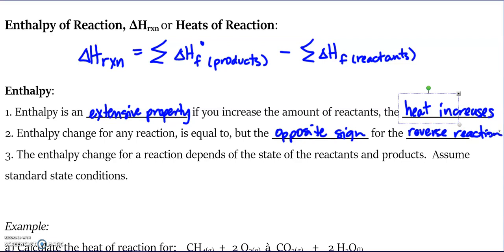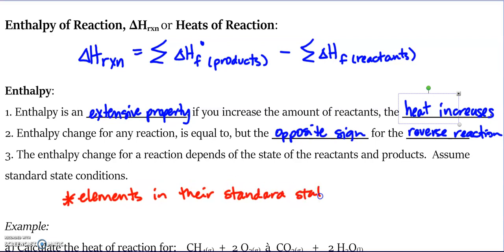And the enthalpy change for a reaction depends on the state of the reactants and products. So make sure you're looking up very carefully your delta H of formations with the correct state. All right, so one other thing to note is that elements in their standard states have a delta H of formation of 0.